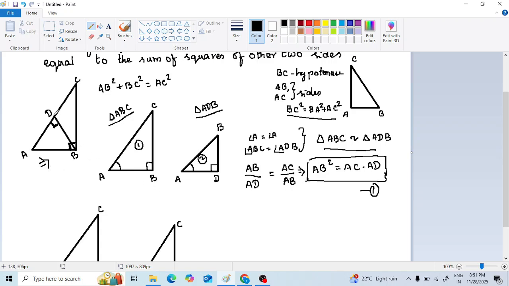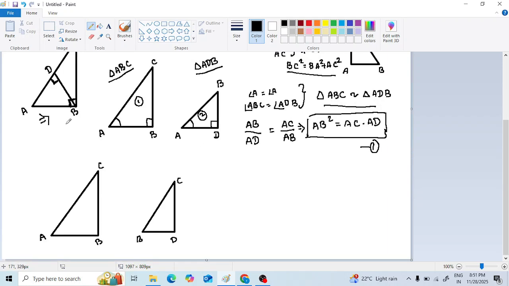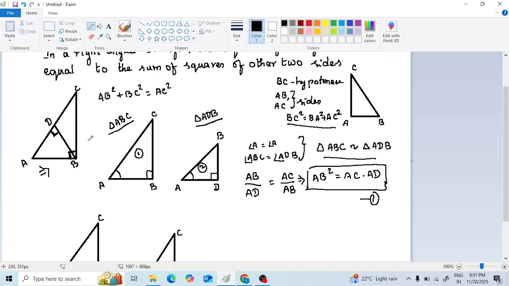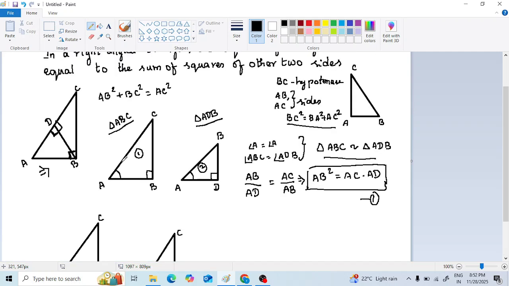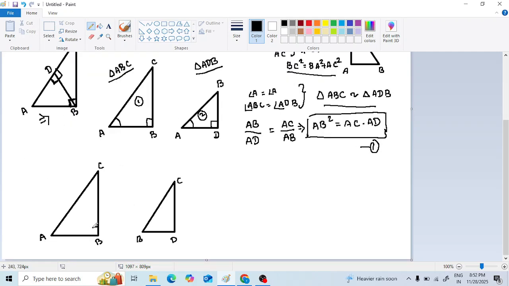BD is the base, DC is one side and BC is the hypotenuse. Here also D is a right angle, so I take BD as the base. For the triangle ABC, the right angle is B, but for the triangle BDC, this is one angle, not a right angle. Now I have taken these two triangles, ABC and BDC.